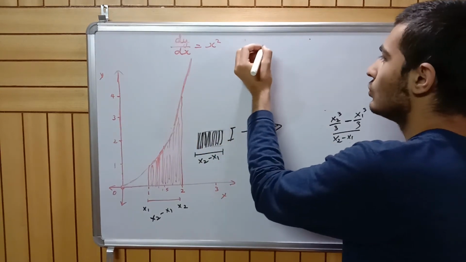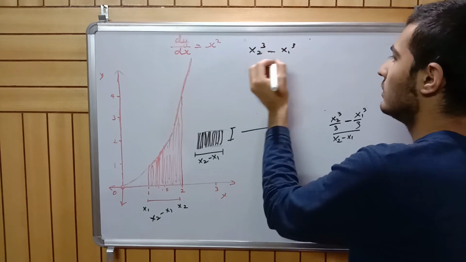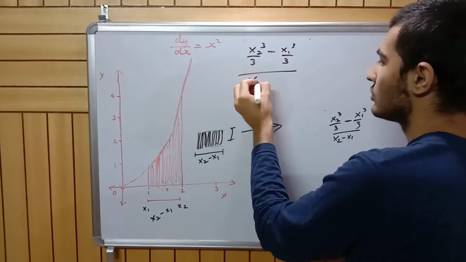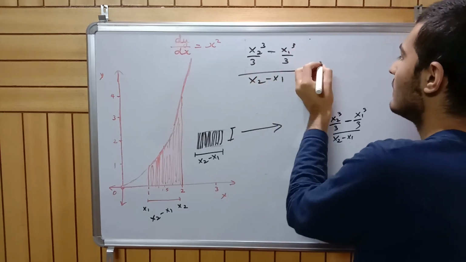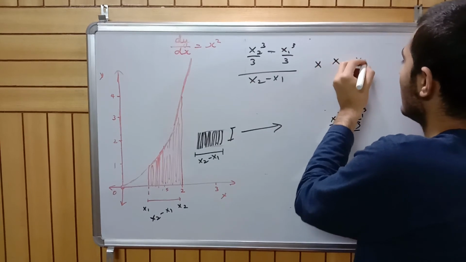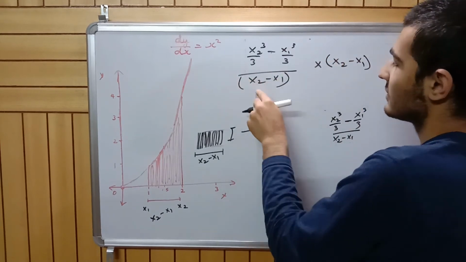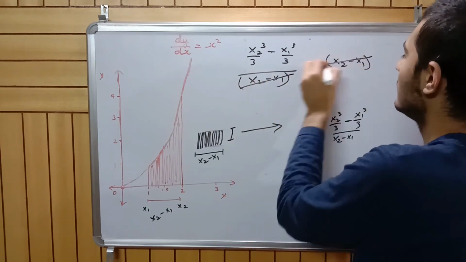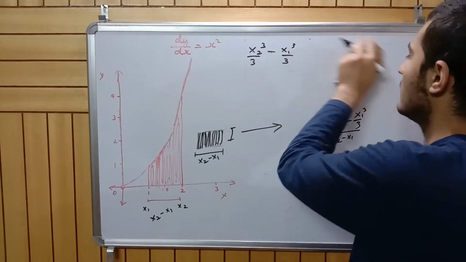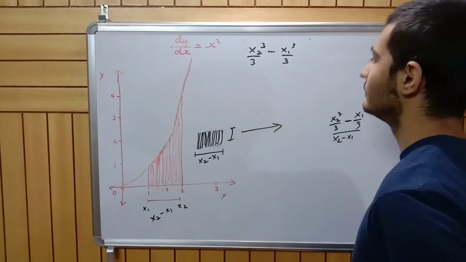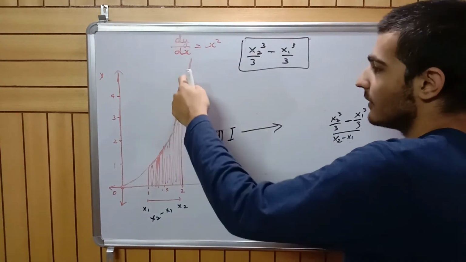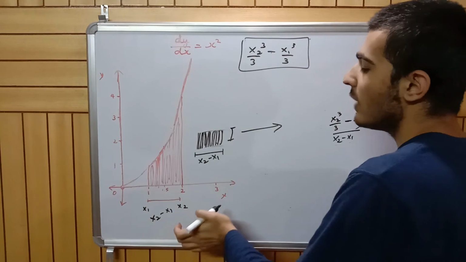What I get is (x2 cubed minus x1 cubed) by 3, and whole upon x2 minus x1. So this thing multiplied by the width, this is the height, this is the width, x2 minus x1 in brackets, okay? And because the two are identical, I can just cancel them out. And when I cancel them, they simply vanish. So I don't need them anymore. And what I'm left with is this. So this is the area under the curve of x squared from x1 to x2.